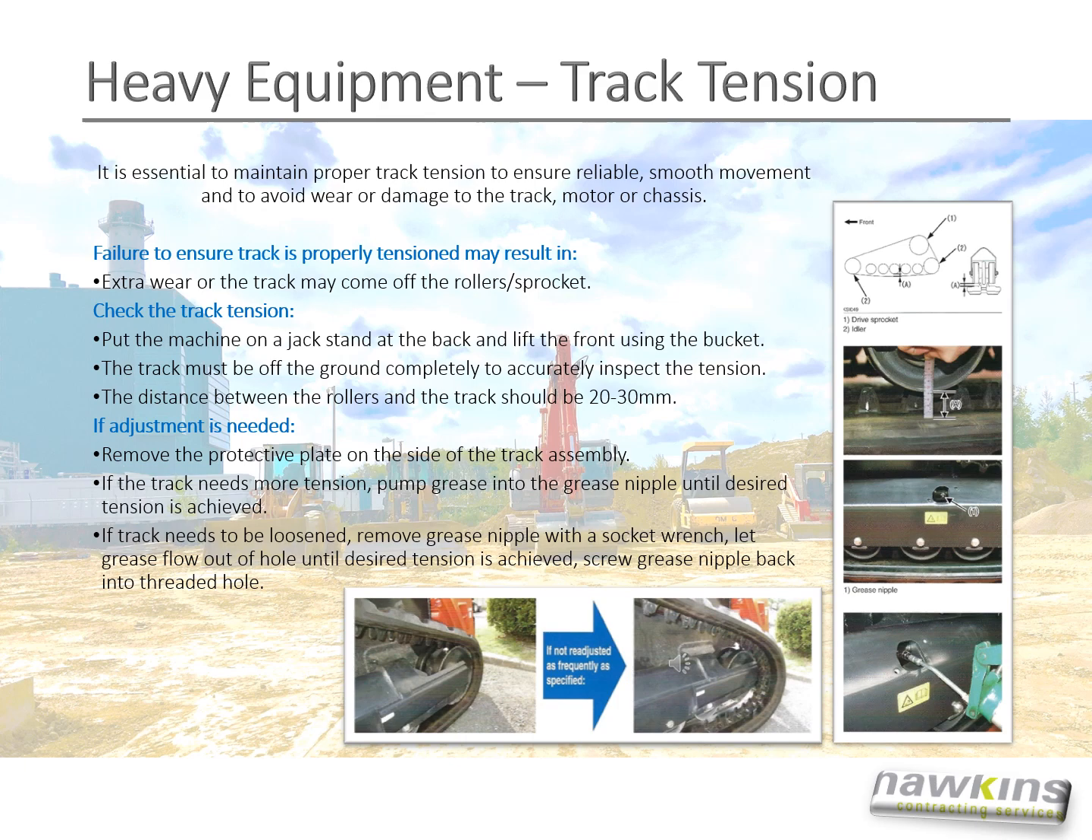If adjustment is needed, remove the protective plate on the side of the track assembly. If the track needs more tension, pump grease into the grease nipple until desired tension is achieved. If the track needs to be loosened, remove the grease nipple with the socket wrench. Let grease flow out of the hole until desired tension is achieved. Screw the grease nipple back into the threaded hole.